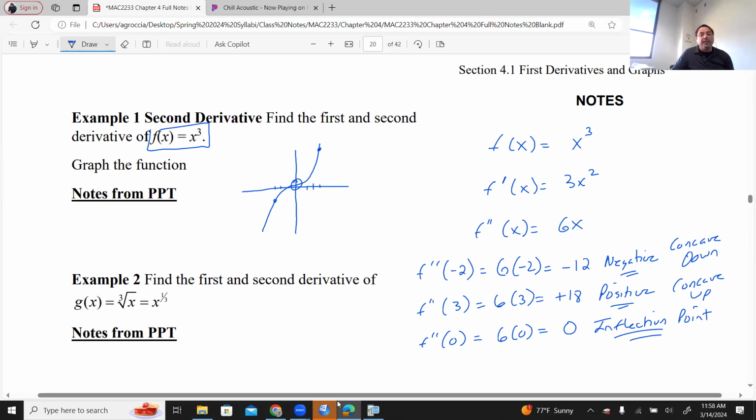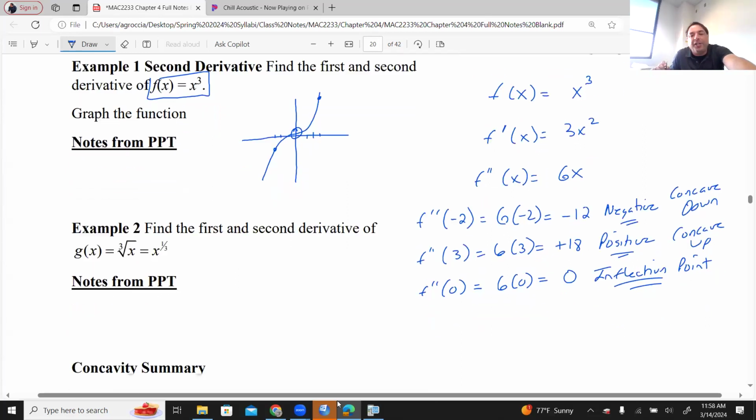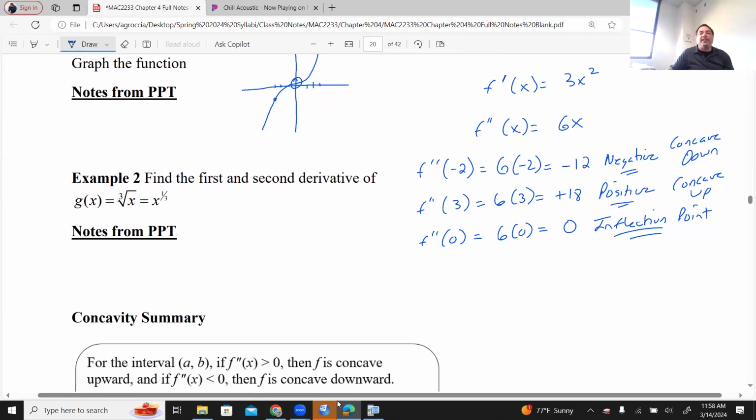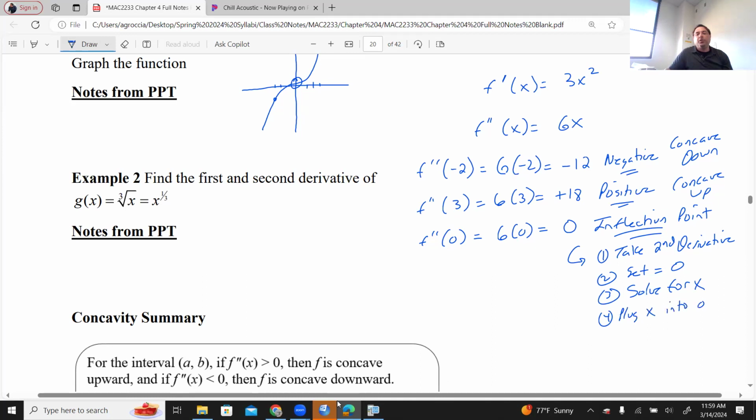But before we do that, let's put a little bit of notes with this. So how do you find an inflection point? To find an inflection point, step 1, you take the second derivative, set it equal to 0, solve for x, and then plug x into the original to find y.